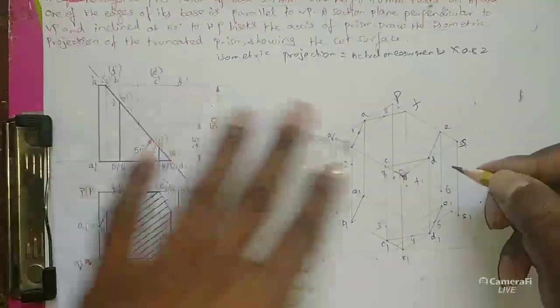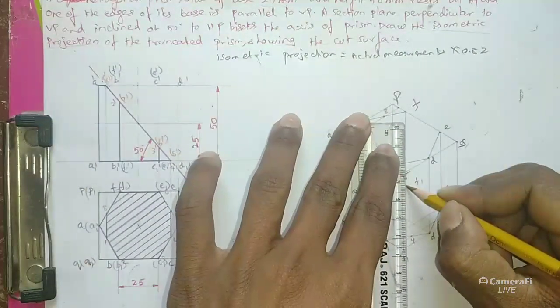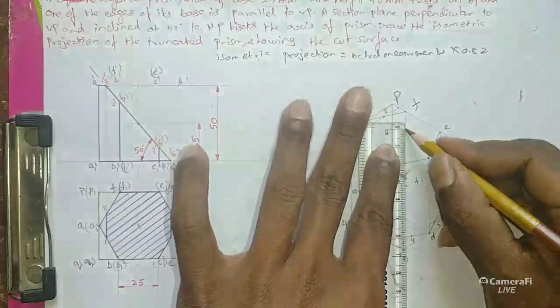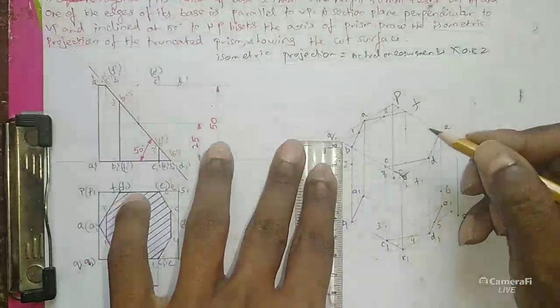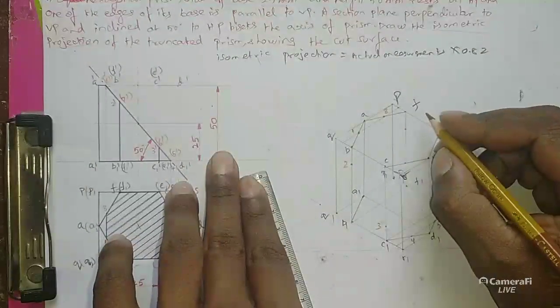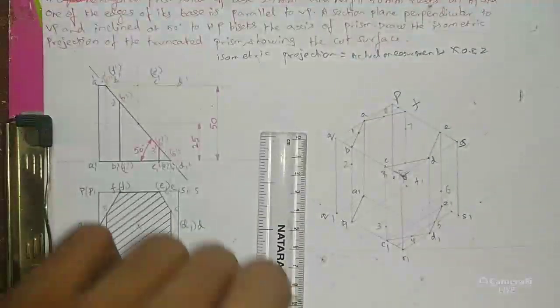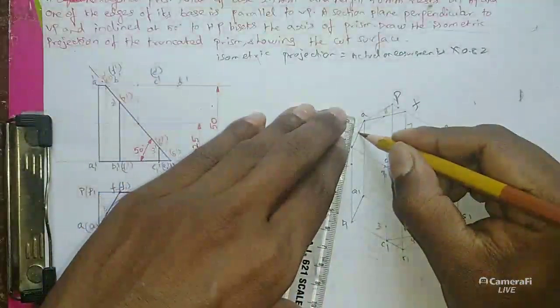Point number 7 lies at a measurement of 3.2 mm from this point. So take 3.2 mm from this point. So this is point 7. Now connect all the points 1, 2, 3, 4, 5, 6, 7 using your scale by dark lines.